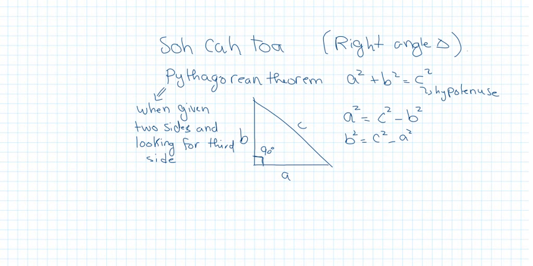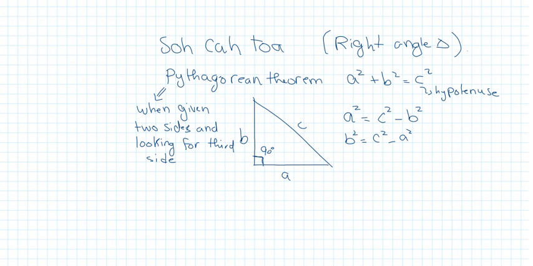What's SOHCAHTOA? Sine is opposite over hypotenuse. How about CAH? Cosine is adjacent over hypotenuse. And TOA is tan, opposite over adjacent.